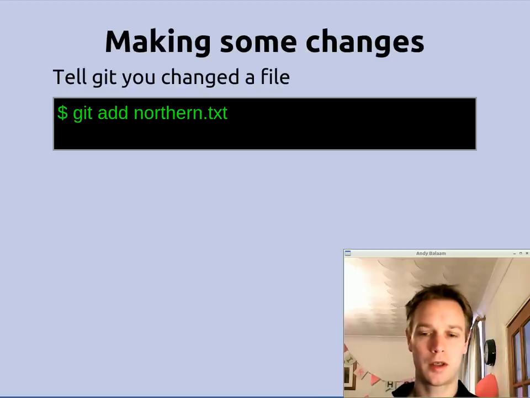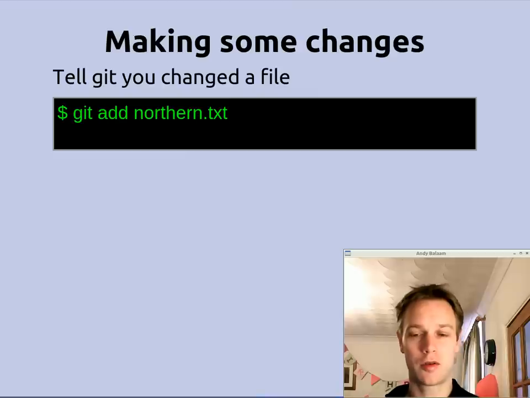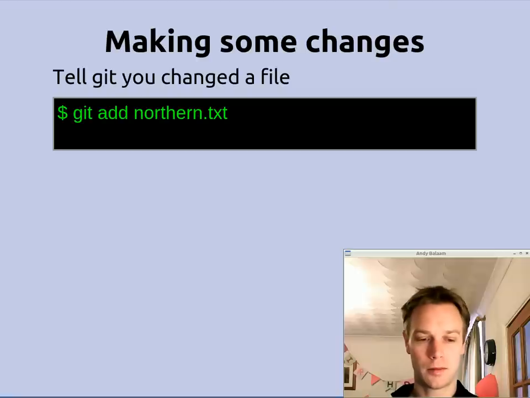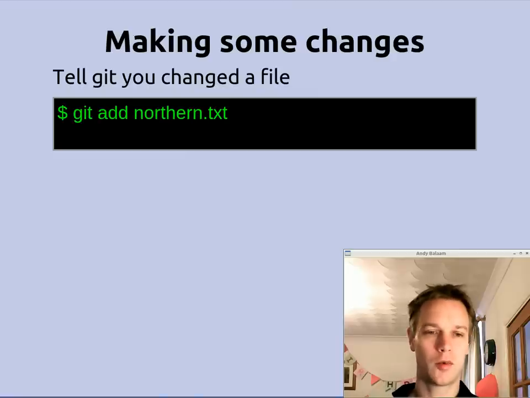So, the way that we tell Git that we've made changes to northern.txt is exactly the same way we tell it we've made a new file. So Git doesn't really care much about the difference between creating a new file and modifying a file. All it wants to know is what stuff do you want to put into the next commit. If you want to put these changes or this new file into the next commit, then you do git add and give the file name.